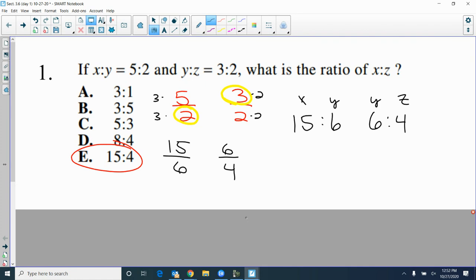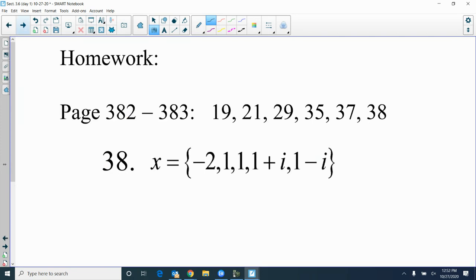All right, homework questions. I got most of yours. If you submitted late, I still got to look it over. But homework questions. As we take a look at those, 38 should be the following: -2, 1, 1, 1 plus i, and 1 minus i. Get to that one. All right, that does not factor in that. Quadratic formula. Okay, for that one.